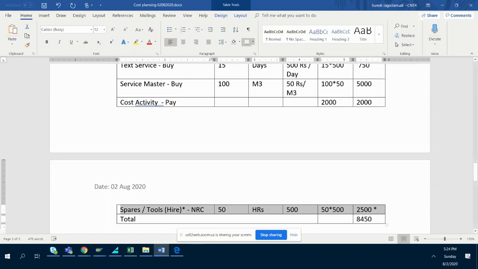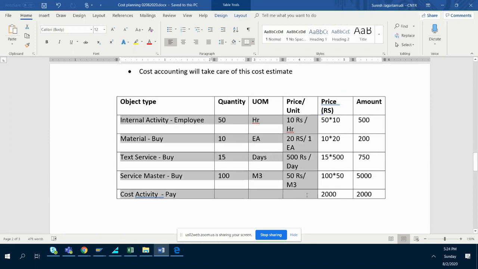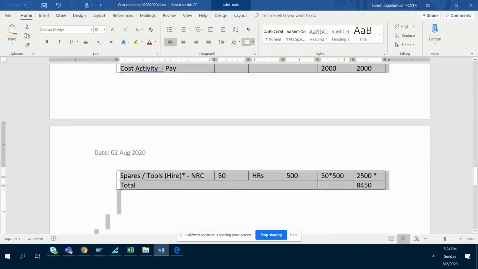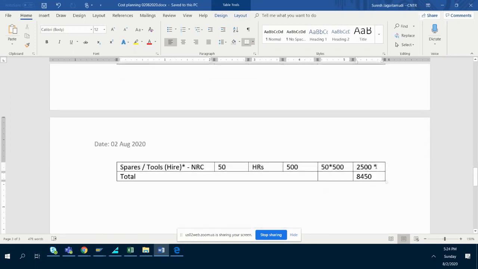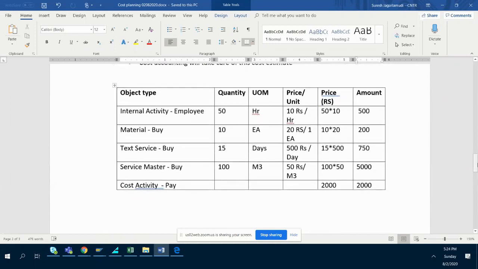Now we'll see what way it is going to control. But other than that, how many types of cost are you going to see? These many types of cost. Five. Major is five, and spares you can consider. Whether to consider it or not is up to us. So this is what is going to happen.